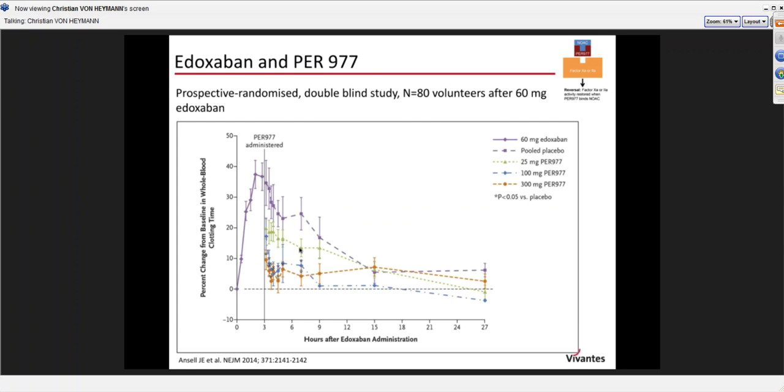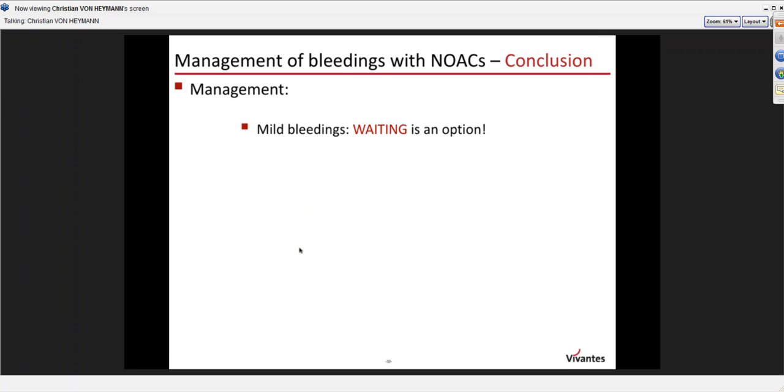So, in conclusion, for the management of bleedings with NOACs, and this is my last slide, for mild bleedings, please wait. Waiting is an option. Observe the patient and do nothing. The kidneys will eliminate the drug.